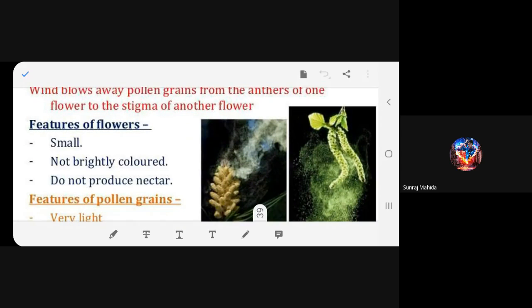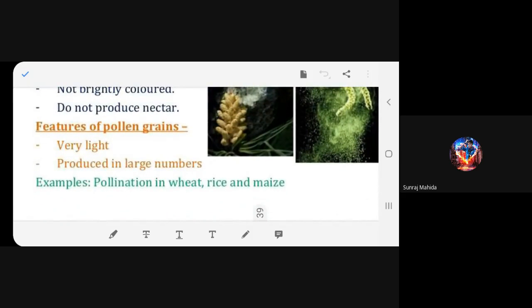Features of flowers: small, not brightly colored, do not produce nectar. Features of pollen grains: very light, produced in large number. Example: pollination in wheat, rice, and maize.